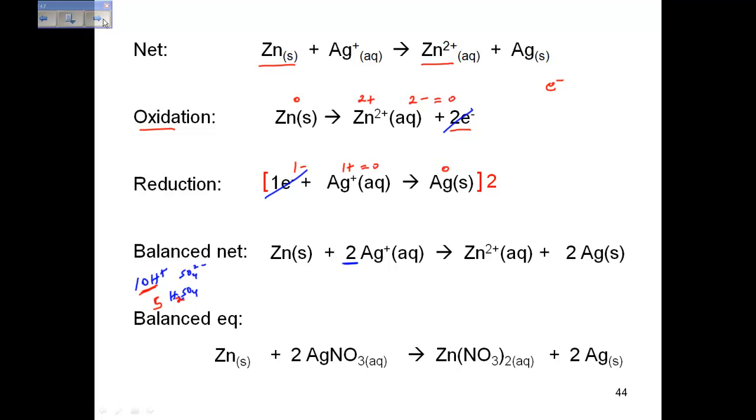As I said, you could easily balance this by inspection and put the 2 in front of the silver nitrate and the 2 in front of the silver. That wasn't the point of this exercise. The point is to use the redox balancing procedure to do it. Then we'll move on to more difficult questions where the balance of using redox makes it easier.